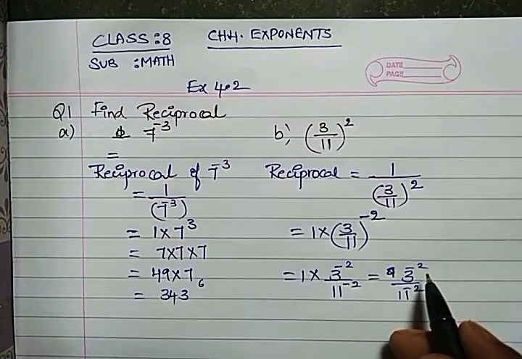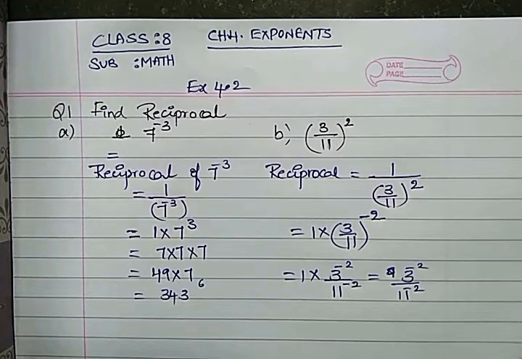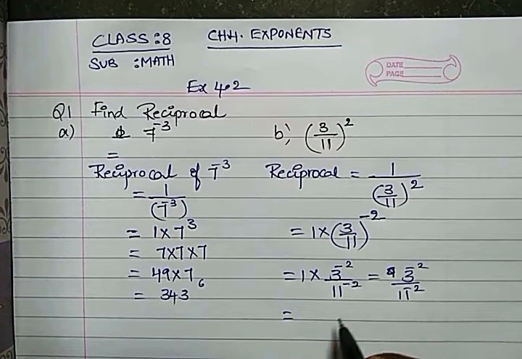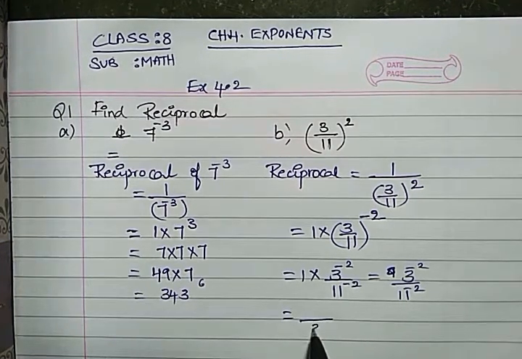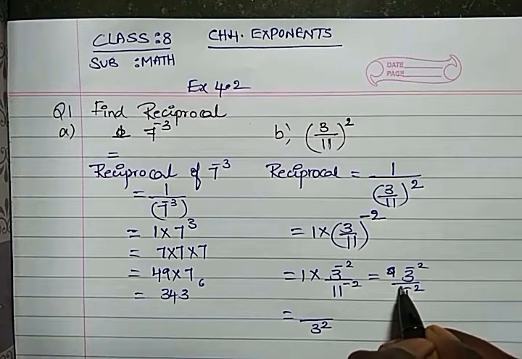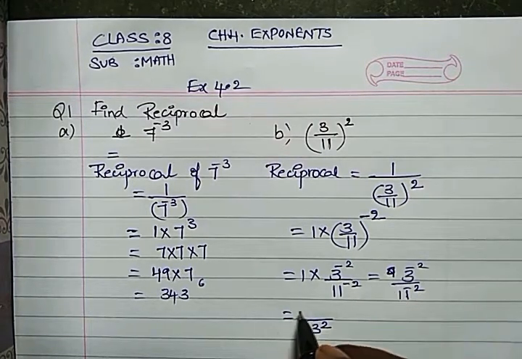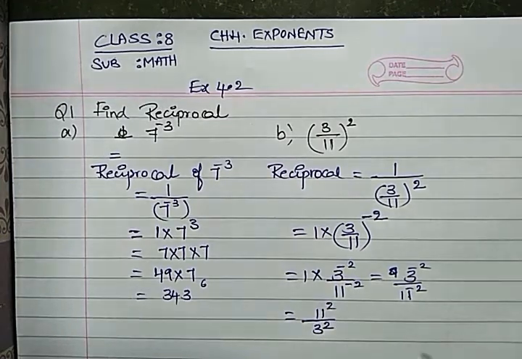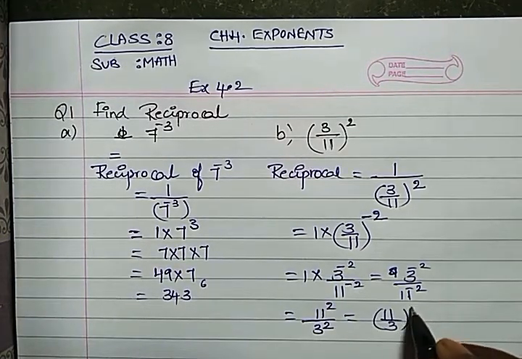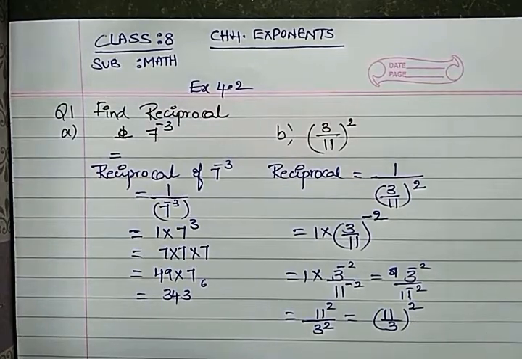Again, if we want to remove the negative sign, what do we do? We just change its position. 3 power minus 2, when it comes to the denominator, becomes 3 power 2. 11 power minus 2, the minus exponent comes upside, it becomes plus. So therefore we can write it as 11 by 3 whole power 2. So this is the reciprocal.